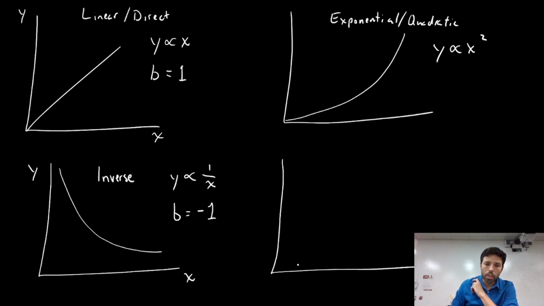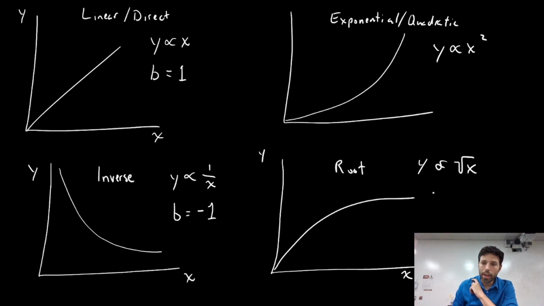And then the last one I'm going to talk about right now is this guy. This is a root relationship, and this is y proportional to the square root of x. The b value for the squared relationship up here, I forgot to give you, is 2. And the b value for a root relationship is negative... I'm sorry, that's not right. It's 0.5, or one half. All right.